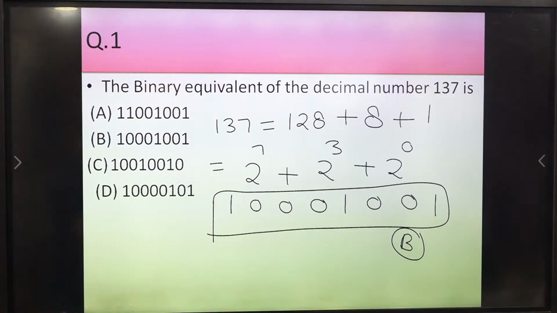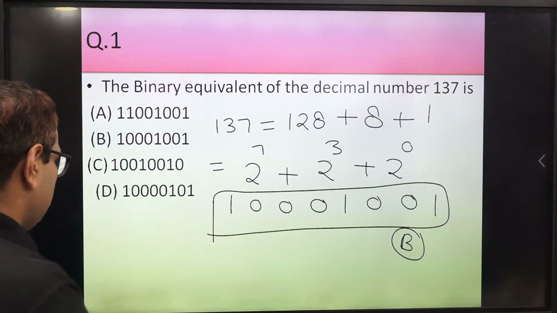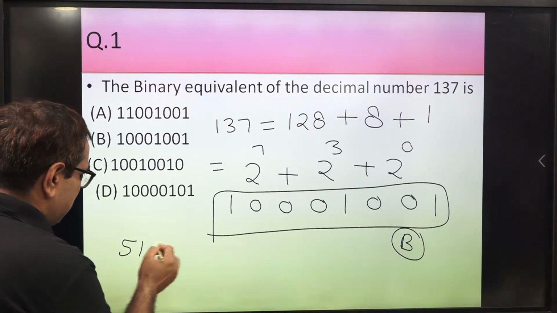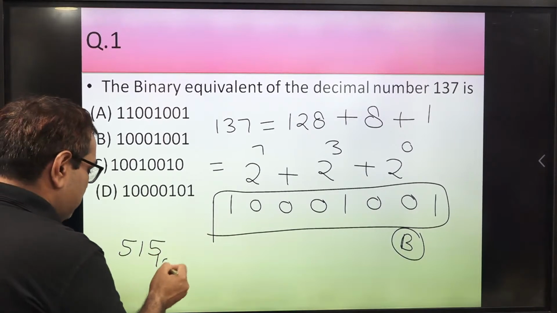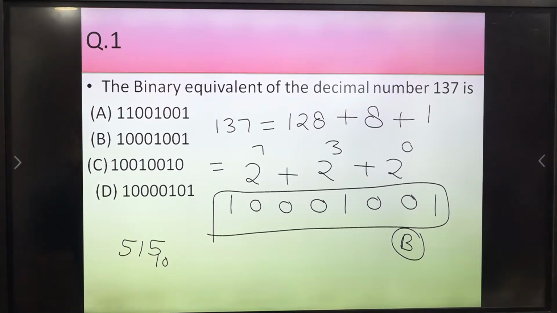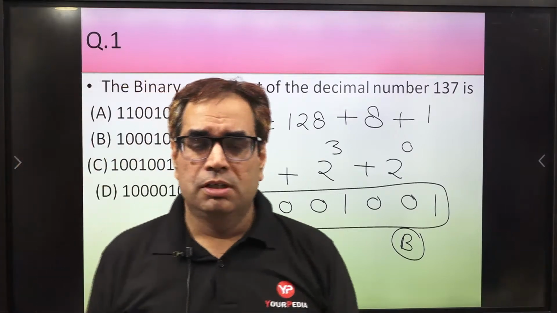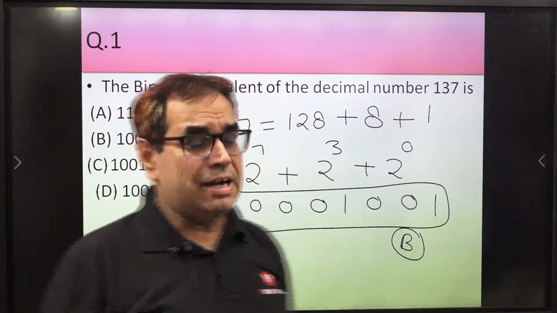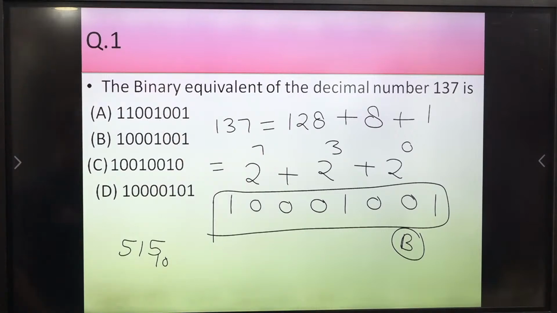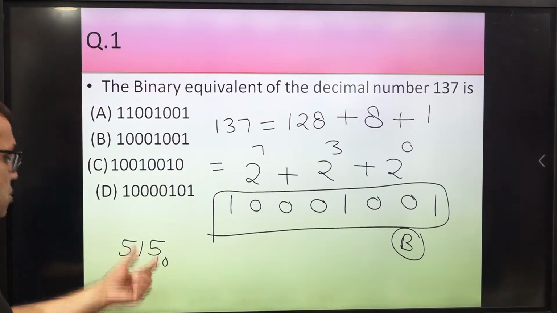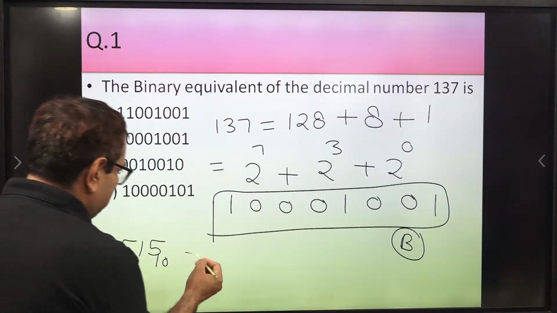So you can use this, it can save your time. Suppose I ask you that we have a decimal number 515 and we want to write it into binary. So if we divide by 2, then it becomes longer. But if we know the powers of 2, then we can easily solve this problem. So 515.